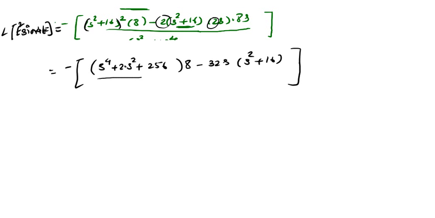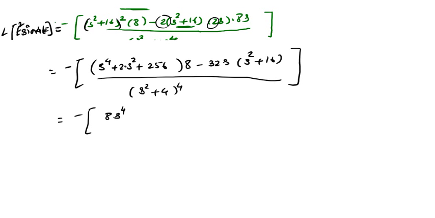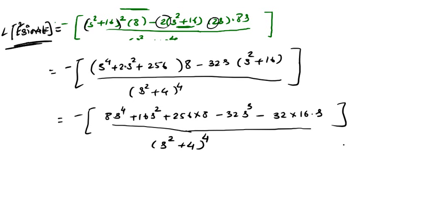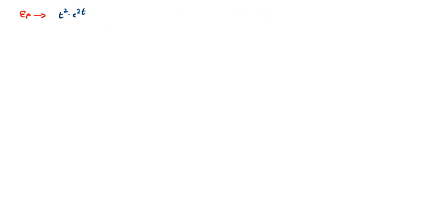Upon, what is that? This is s square plus 4 to the power 4. Okay, so this will be minus, this will be 8s to the power 4, plus 16s square, 256 into 8, minus 32s to the power 3, minus 32 into 16 into s, upon s to the power 2 plus 4 to the power 4. And this will be your final Laplace transform for t square into sine 4t.